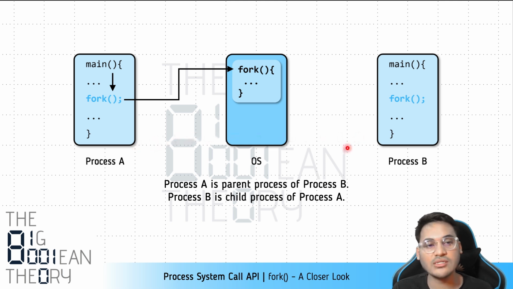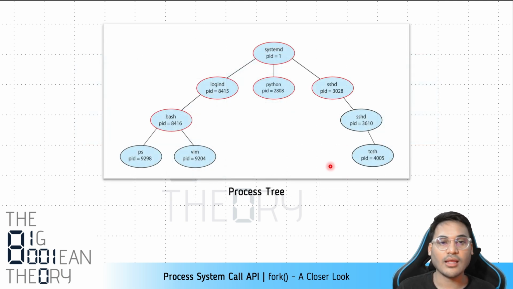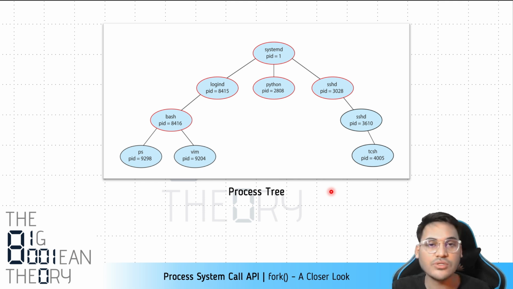So there exists a parent-child process relationship between the calling process, the original process, and the new process that is being created. Eventually, as the execution proceeds, in the operating system we have a tree, or a hierarchy of processes. Each process creates a new process, and that process might spawn new processes. So we have a hierarchical structure, and all the processes are related to each other in the form of a tree structure.